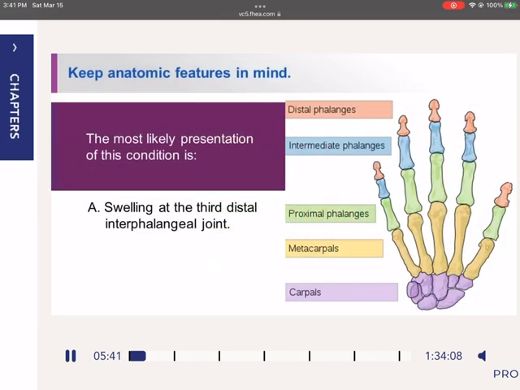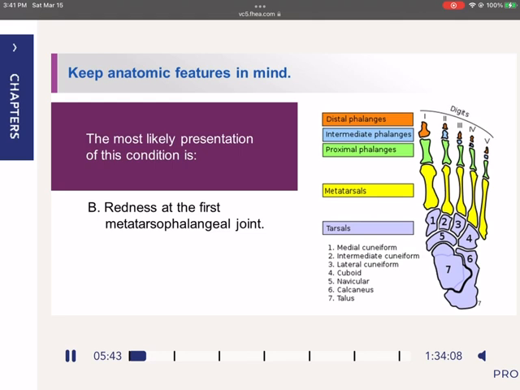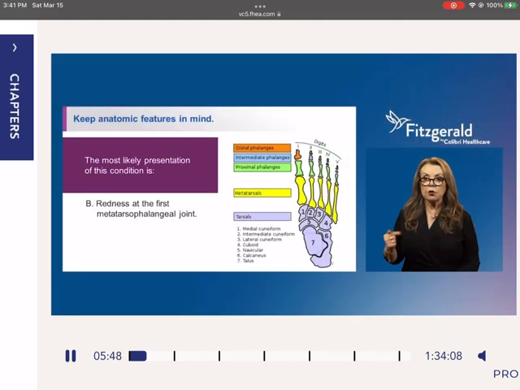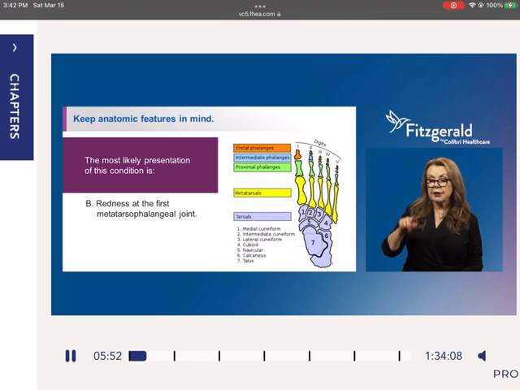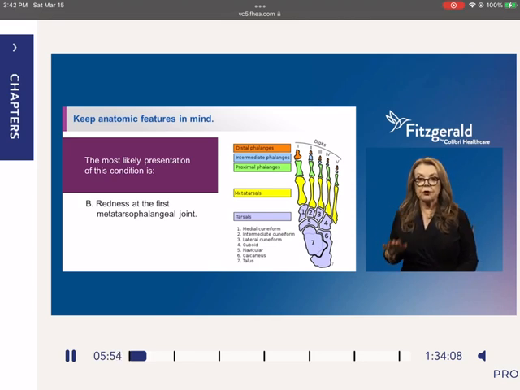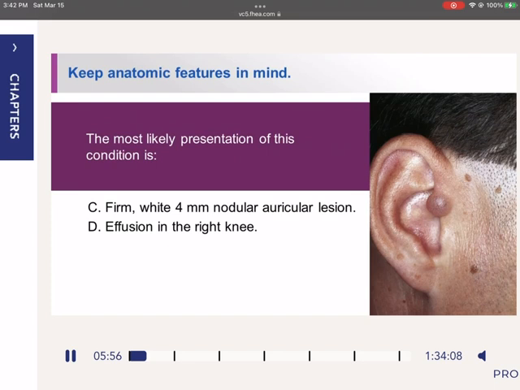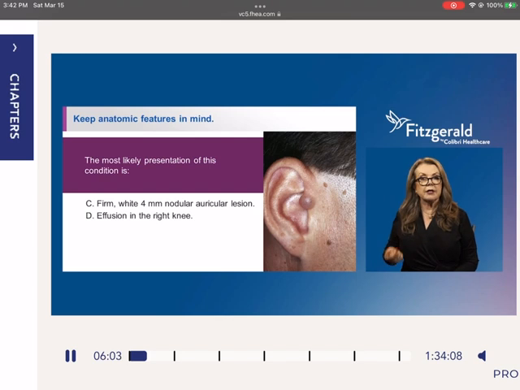No. Would it be B, redness at the first metatarsal phalangeal joint? In other words, at the base of the great toe. That's probably going to be our right answer, but let's go the rest of the way. C, a firm white 4 millimeter nodular auricular lesion, so on the external ear, or D, an effusion in the right knee.